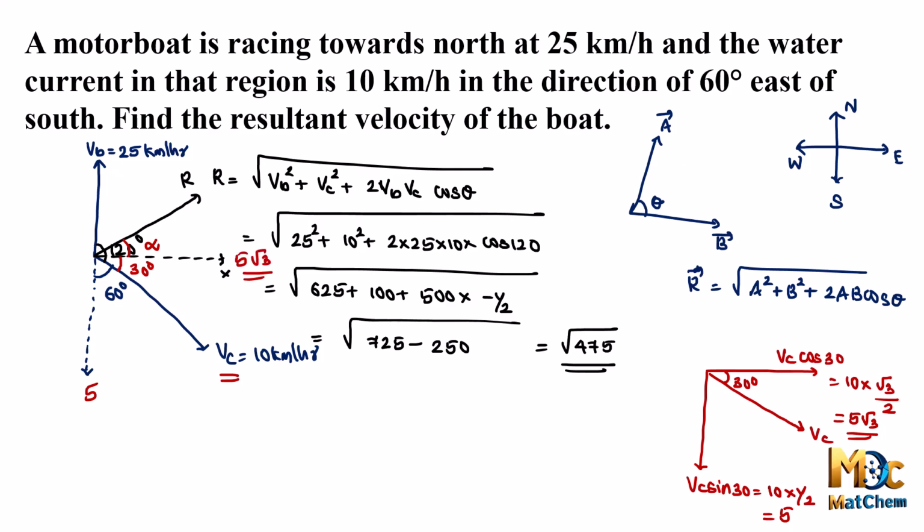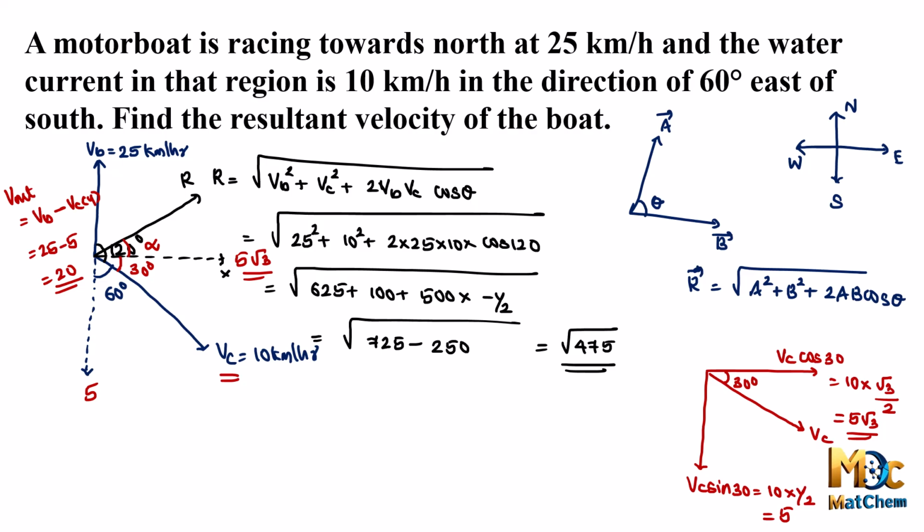But here you can see that the velocity of the boat is in the northern direction, and the y component of the velocity of the current is in the southern direction. So that will cancel with each other. The net velocity of the boat will become the velocity of the boat minus the y component of VC. That is equal to 25 minus 5, that is equal to 20 km per hour. So we got net velocity equal to 20.